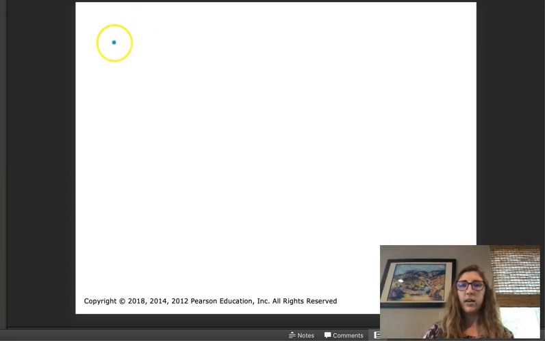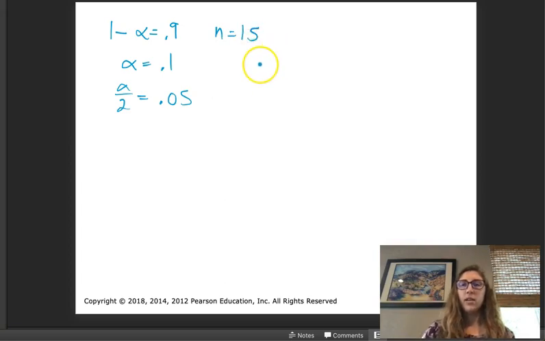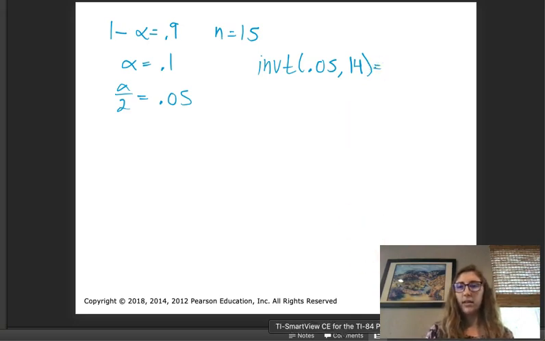So we said that our confidence level is 90%. So that means 1 minus alpha is 0.9. So alpha is 0.1. Alpha over 2 is 0.05. We were also given that our n is 15 here. So in our inv t, we're going to be plugging in 0.05 and 14, right? Because 14 is our degrees of freedom. Okay, so let's do that in our calculator here.